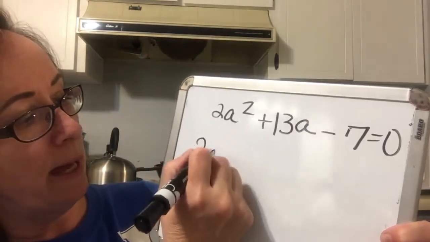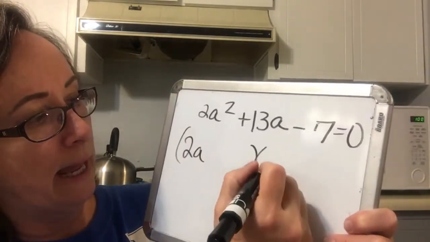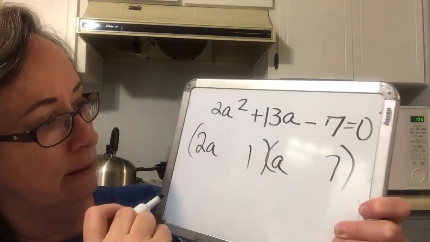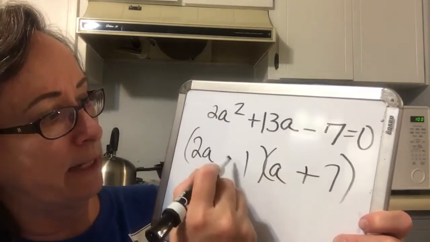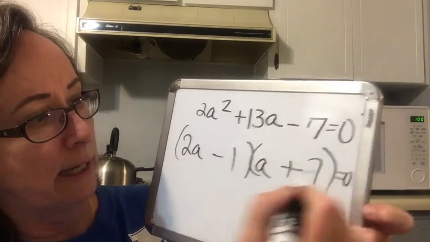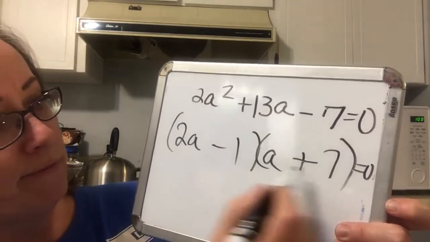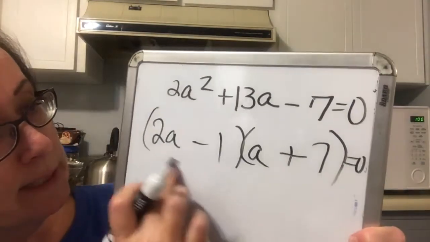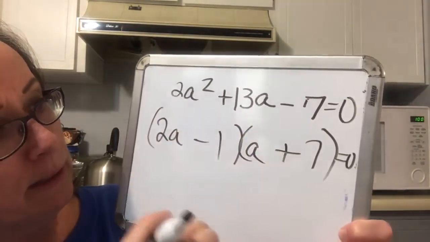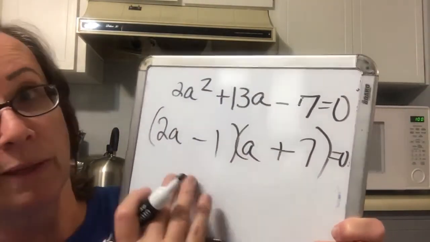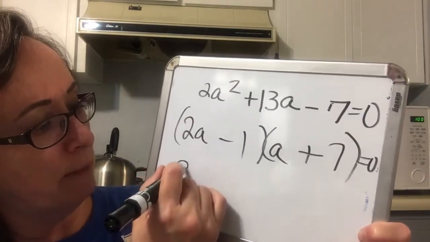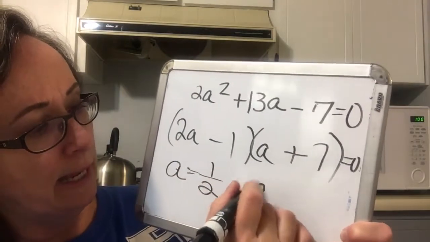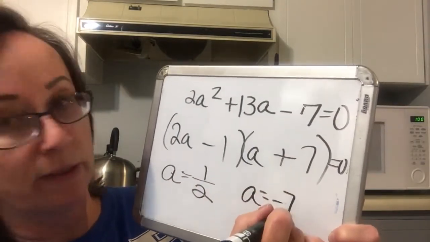So I'm going to have a 2a and an a. I'm going to have a 7 and a 1. I'm going to make this positive, this minus. And lo and behold, if I FOIL this together, do I get back here? And I do believe I do, because I go to 14, take away 1, and a negative 7. So these are my factors, and I wind up with a is positive 1/2, and a is negative 7.